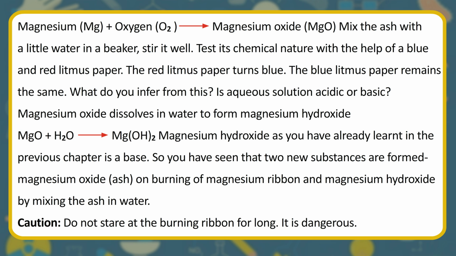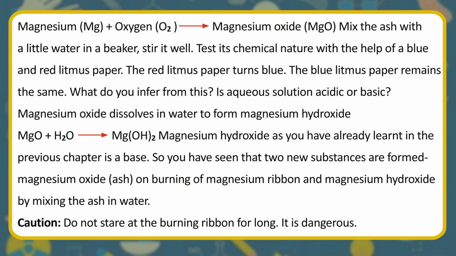Mix the ash with a little water in a beaker, stir it well. Test its chemical nature with the help of blue and red litmus paper. The red litmus paper turns blue. The blue litmus paper remains the same. What do you infer from this? Is the aqueous solution acidic or basic?